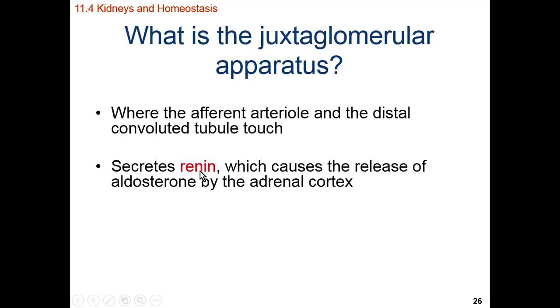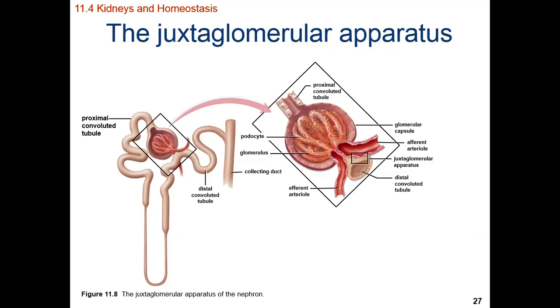In response to low blood pressure, our juxtaglomerular apparatus will release the hormone renin, which then is going to travel to the adrenal cortex and cause aldosterone to be released. What does aldosterone do? It causes us to reabsorb more sodium ions, specifically sodium ions, from the filtrate and take those sodium ions and dump them back into the bloodstream. As we have more dissolved salt in the bloodstream, we'll have more water sucked into the bloodstream to increase the volume and then increase the blood pressure.